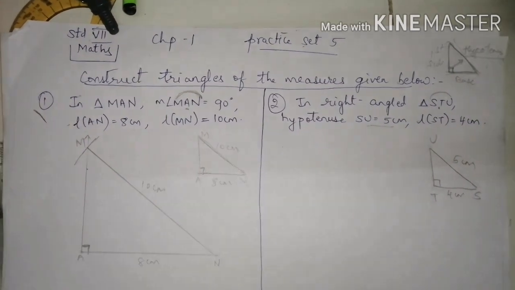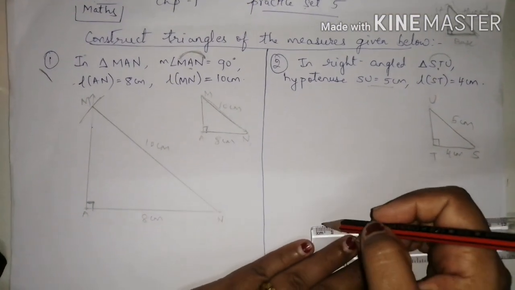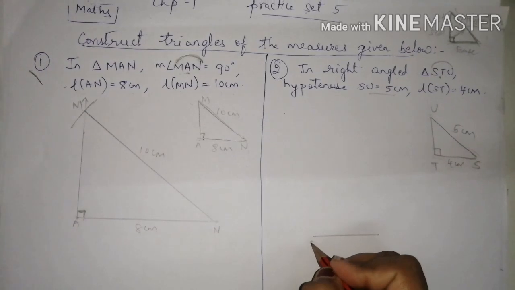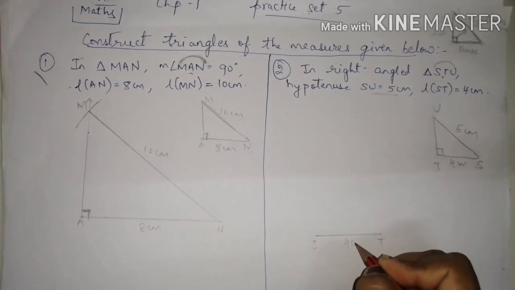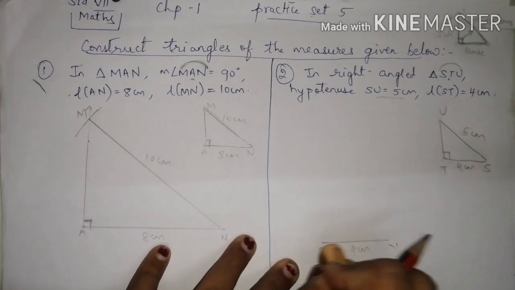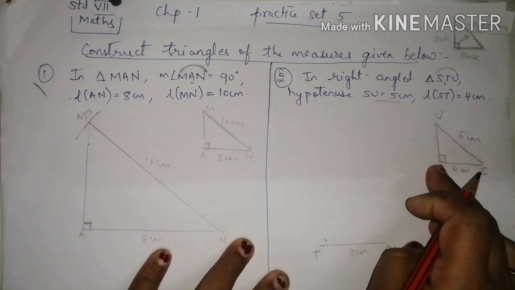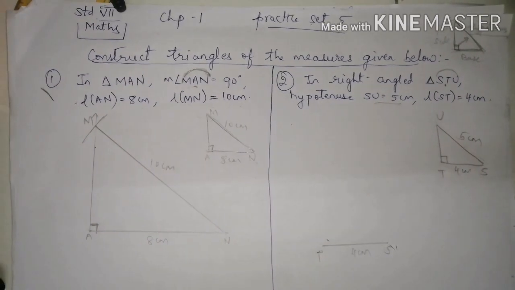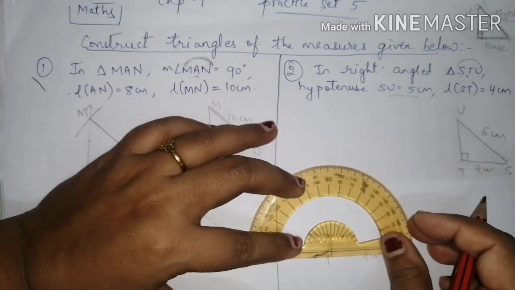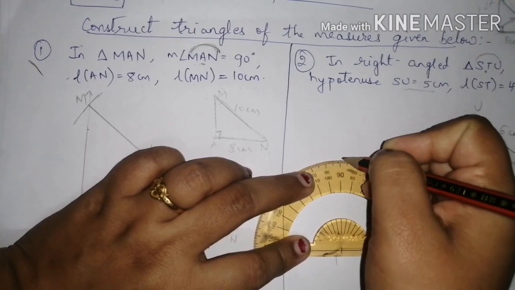So let's draw now. ST is the base. So draw ST 4 centimeter. Sorry, naming ST is like this. ST. Now T is 90 degree. So place your protractor on T to get 90 degree.